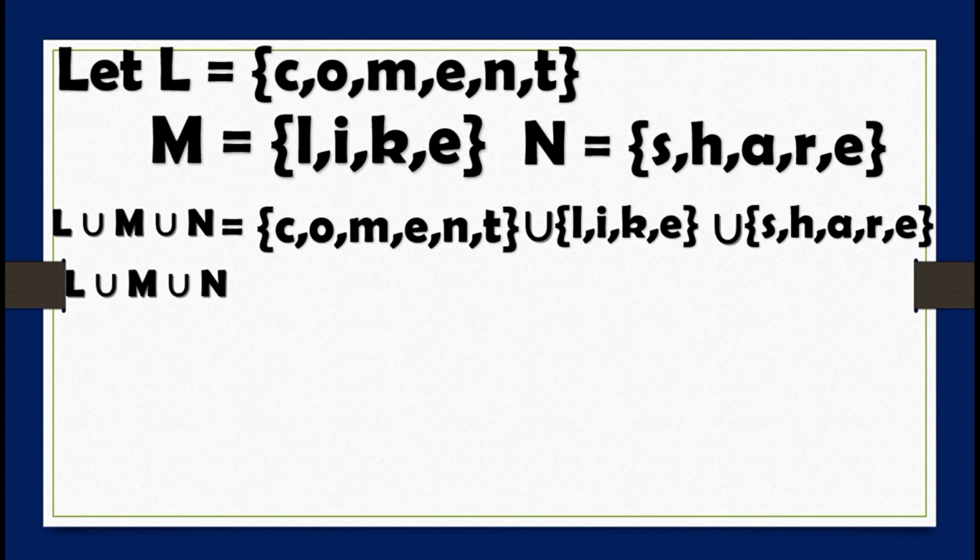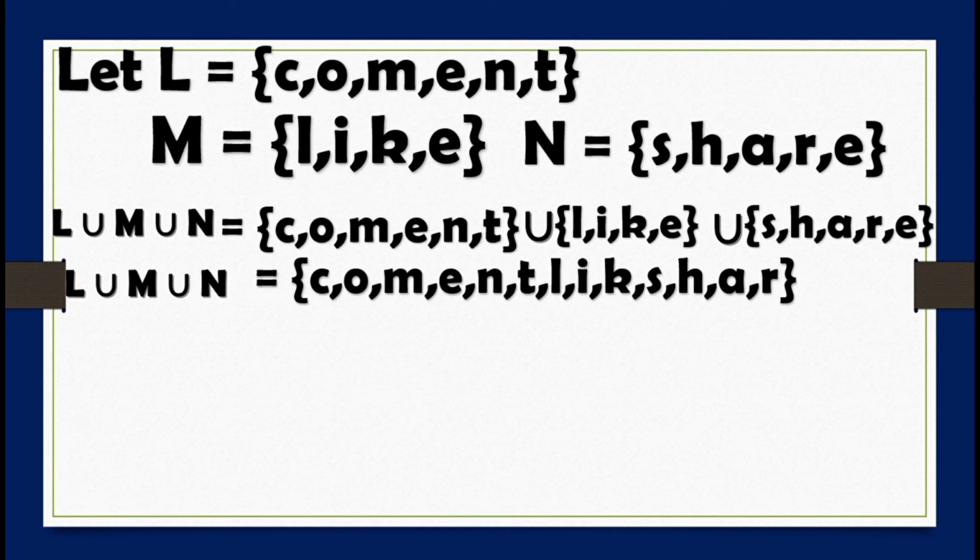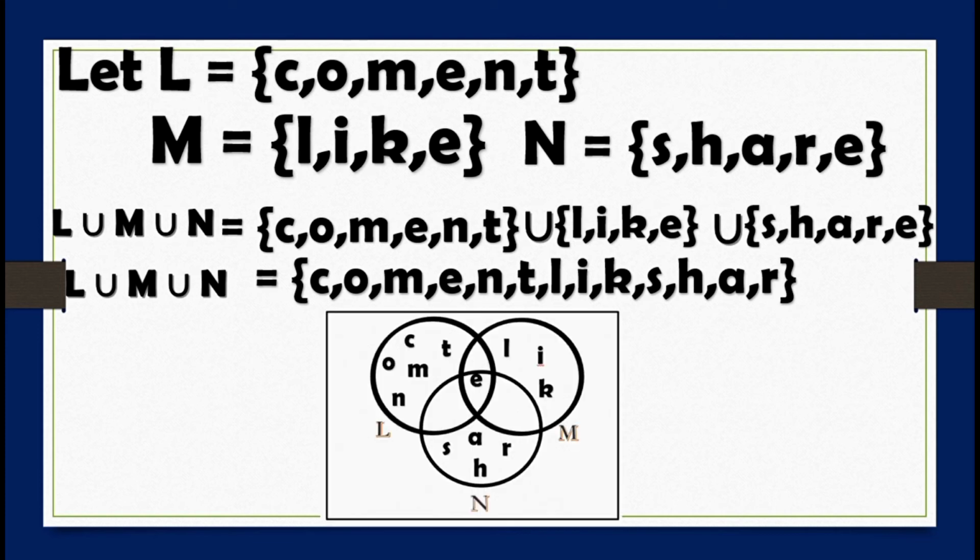Then, to provide the answer, make sure there are no repeating elements in our final answer. Here, all sets share element E. So we will write only element E once. So for our final answer, L union M union N consists of C, O, M, E, N, T, L, I, K, S, H, A, R. To write this in our Venn diagram, that would be three circles with the corresponding elements in each set.